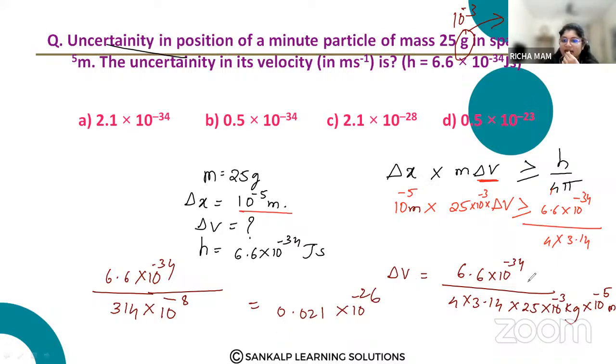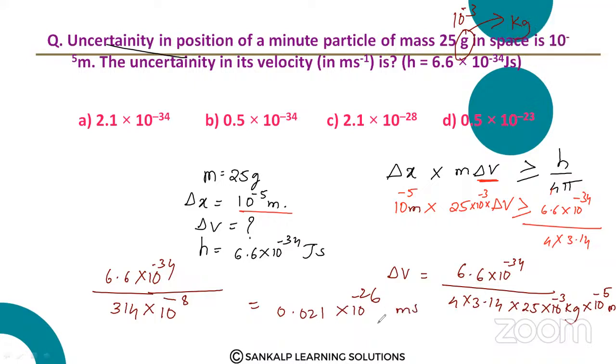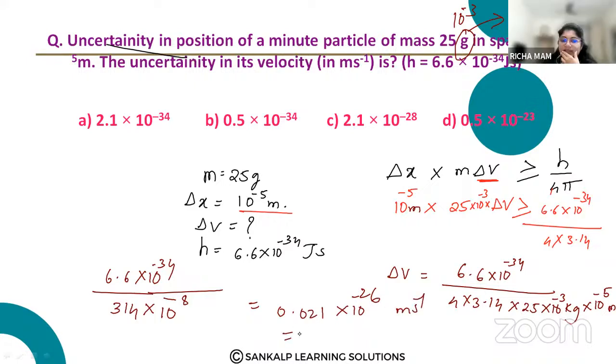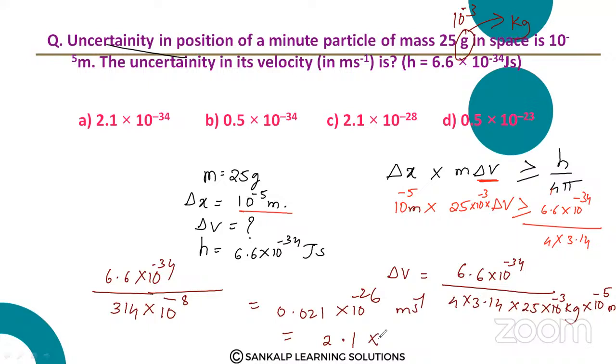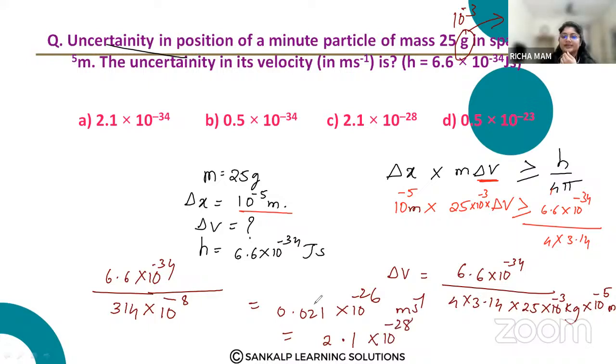Here it is meter, and the unit is meter per second. So the answer is, if I transfer this here, it will be 2.1 into 10 raised to minus 28. If I shift this by 2 decimals, it will be 28. So our velocity is 2.1 into 10 raised to minus 28 meter per second. So option number C.